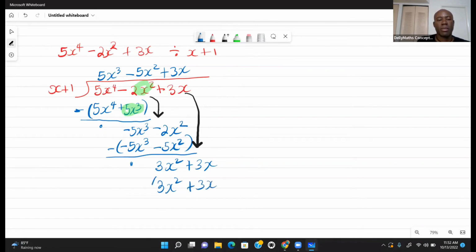Then we're going to subtract. As you could see, 3x squared minus 3x squared is 0. 3x minus 3x is a 0. And we're done. So that means we have no remainder. And because we have no remainder, it simply means that x plus 1 is definitely a factor of 5x to the 4th minus 2x squared plus 3x. That means it could divide into it without a remainder. All right, let us do this in synthetic division and see if we'll get a 0 for the remainder, right?